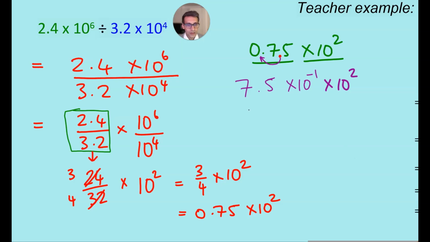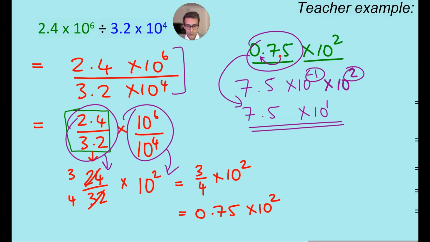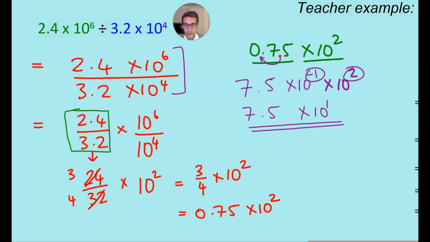Okay, the next step is simplify this. 7.5 times 10 to the power negative 1 plus 2 is positive 1, so 7.5 times 10 to the power 1. That is your final answer. Bit more work involved, but none of the individual steps were particularly scary. You need to be aware of writing it as a fraction, splitting it into two parts. This bit is straightforward, you subtract the exponents. This bit here, turn it into a nicer, equivalent fraction, and then convert that back into a number between 1 and 10. So that is how you do your division.